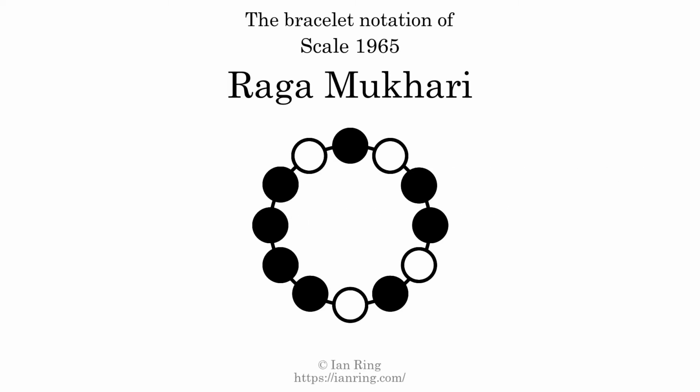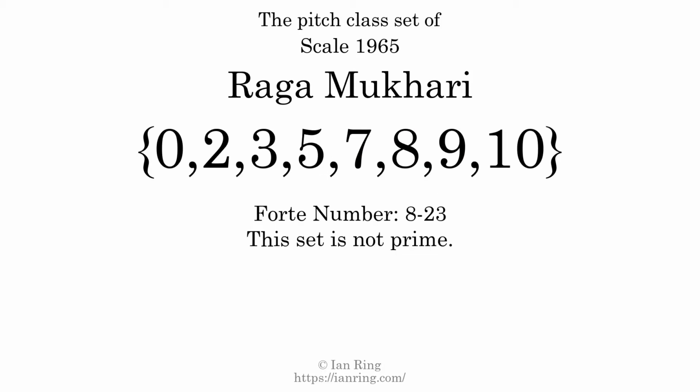This is a bracelet notation diagram of scale 1965. The shaded circles represent tones that appear in the scale, and they are read clockwise, starting at the top. The pitch class set for this scale is 0, 2, 3, 5, 7, 8, 9, 10. The forte class is 8-23. This set is not prime.